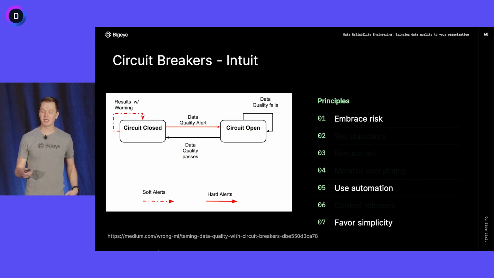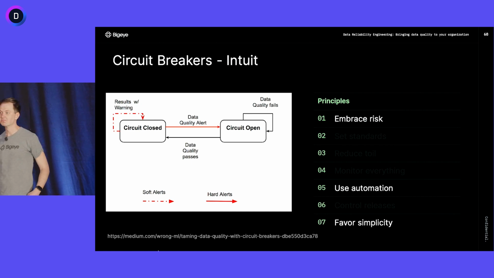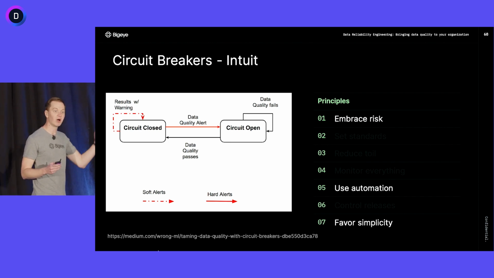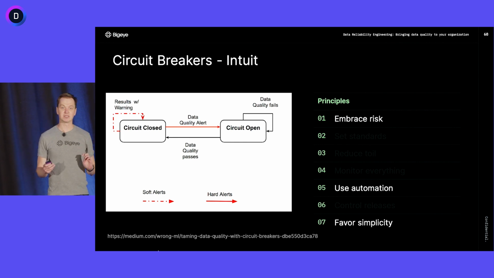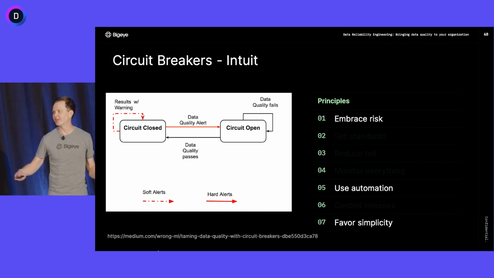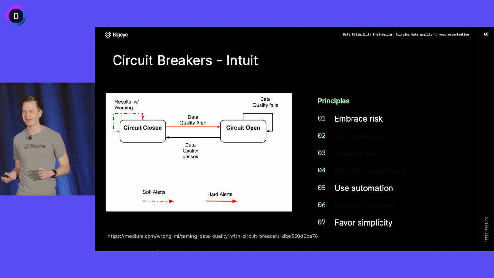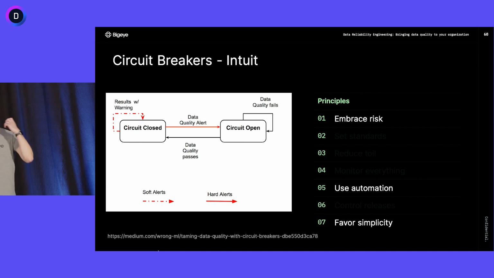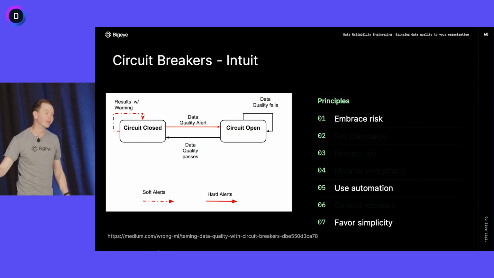What principles is this touching? Well, embracing risk. Data is going to break. They have accepted the fact that data is going to break, so they need to do something about it. They automate the stopping of the process. This isn't an alert that gets sent to a data engineer who then has to wake up at 2 a.m. and push a button to stop a pipeline, because nobody ever wants to do that. And then you're going to forget to turn on the pipeline again, and then the data's stale, and then you have an even bigger problem.